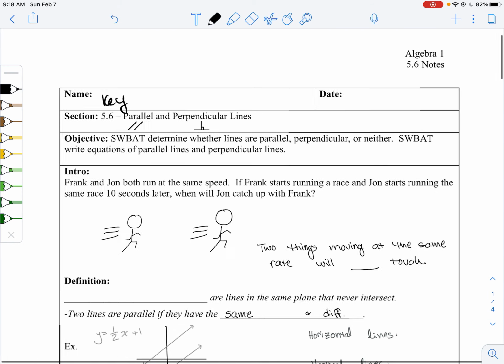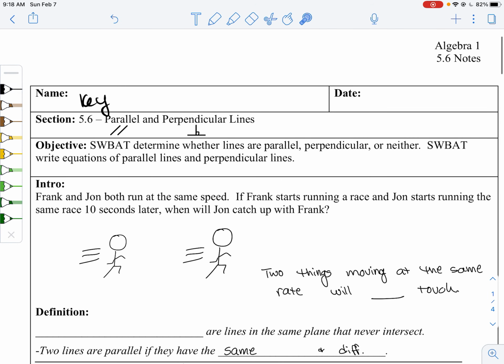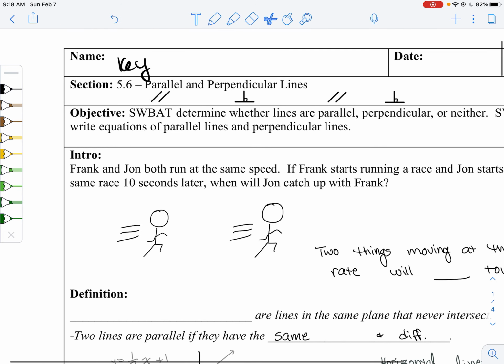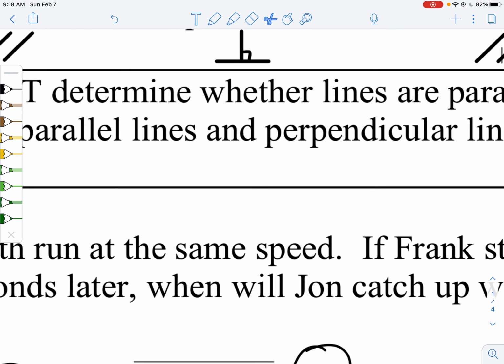By the end of the day, you will be able to determine whether lines are parallel, whether lines are perpendicular, or whether they're just straight up not either one of those things. And you'll also be able to write equations of parallel lines and of perpendicular lines.